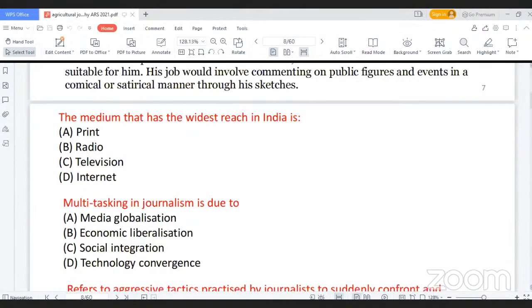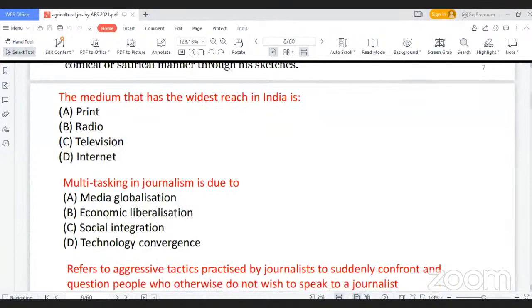So on the basis of that, now we can think about a few questions. The medium that has the widest reach in India is radio. 99% of people know about radio, and generally 99% of people refer to radio.